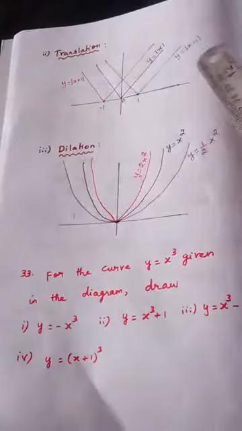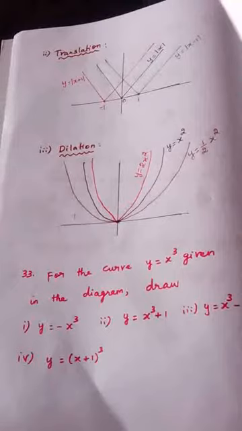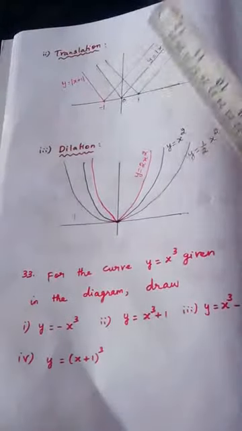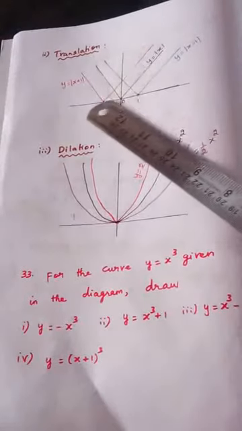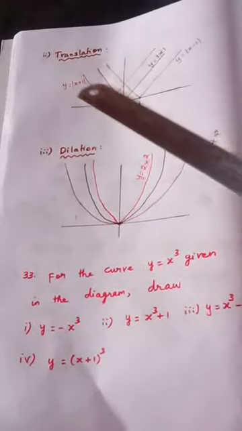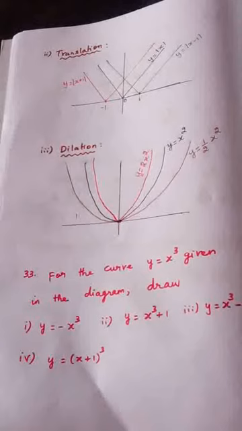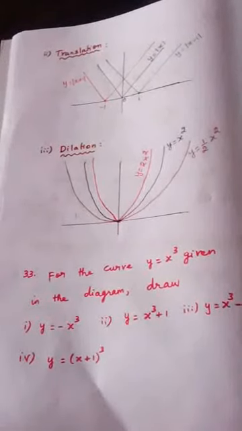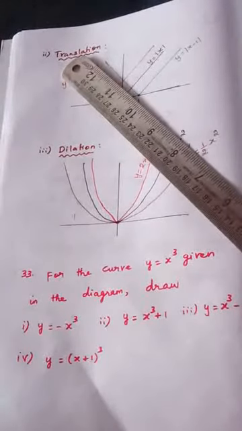Now can you guess what y is equal to modulus x plus 2 will look like? Plus 2 means which direction will you go? You will go to the left hand side by 2 units. So you will have the V-shaped diagram at minus 2. Such a movement to the right hand side and to the left hand side is called translation.